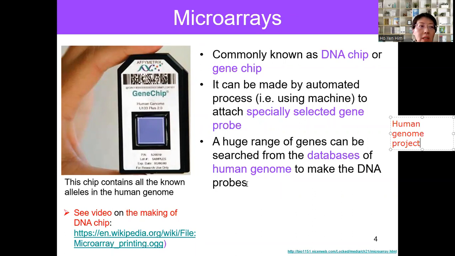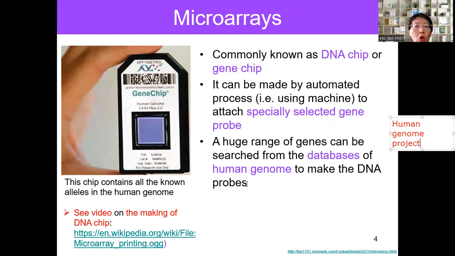So I want to find out whether this person is a carrier for hemophilia. Carrier for hemophilia means you have two alleles, right? One allele is normal and one allele is for hemophilia.